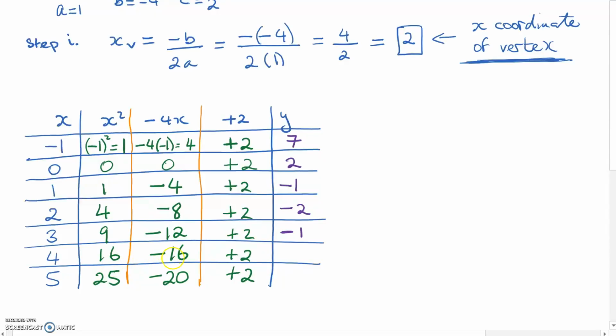16 minus 16 is 0. 0 plus 2 is 2. 25 plus 2 is 27. 27 take away 20 is 7.